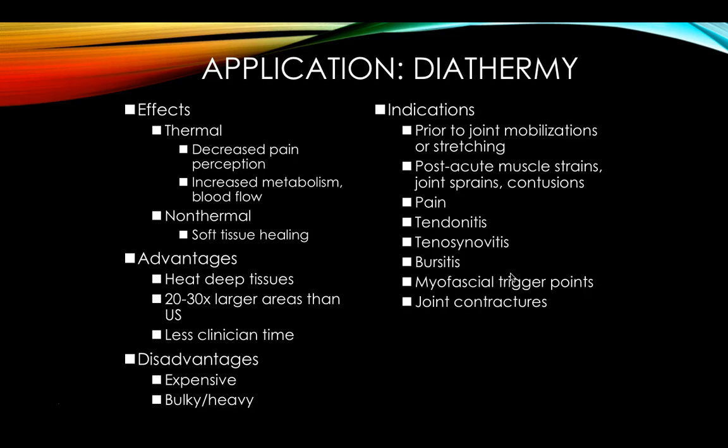So our indications, prior to joint mobilization or stretching, that's a big one. We've seen lots of good research with that. Post-acute muscle strains, joint sprains, contusions, pain, tendinitises, tenosynovitis, bursitis, myofascial trigger points. The joint contractures go up with that prior to joint mobs or stretching. Those are all for our thermal. Obviously, our non-thermal effects could also be for acute injuries and acute inflammation.